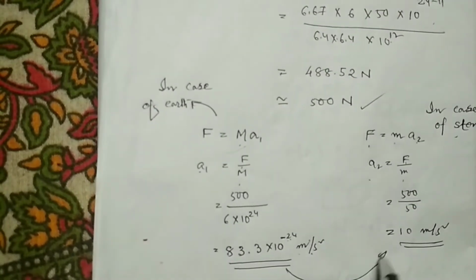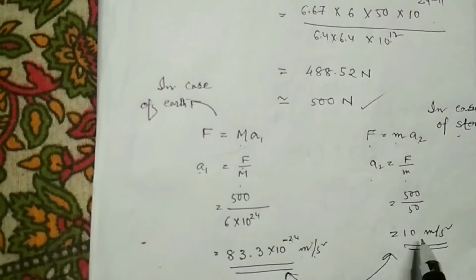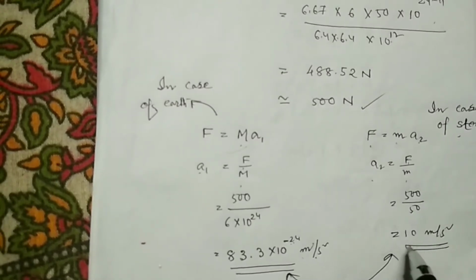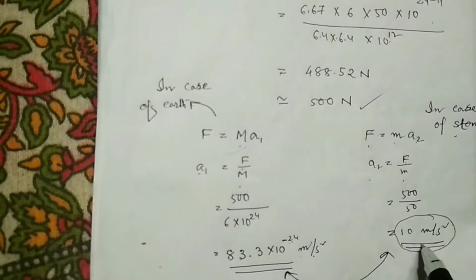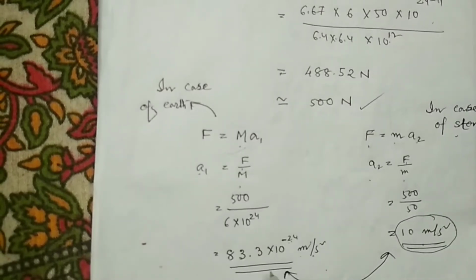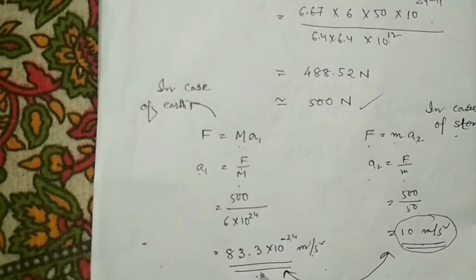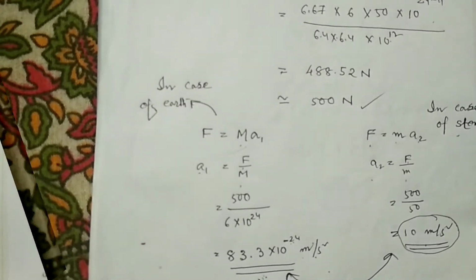So, if you compare these two, you can see the acceleration produced in case of stone is much more as compared to the acceleration produced in case of Earth, which is negligible. That's why whenever we drop a stone, stone moves towards the Earth because here acceleration produced in stone is more as compared to the Earth. That's why Earth never moves towards the stone. I hope this concept is clear.